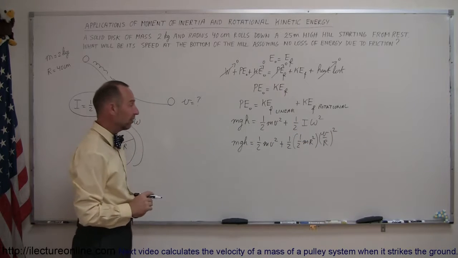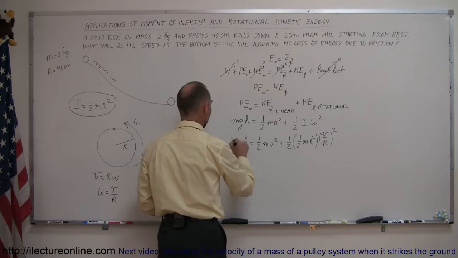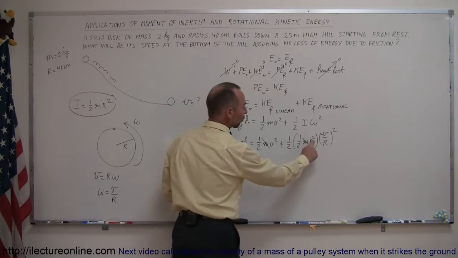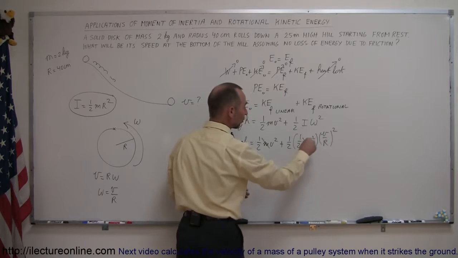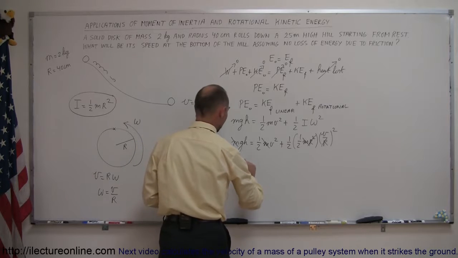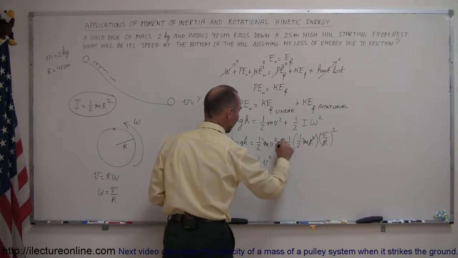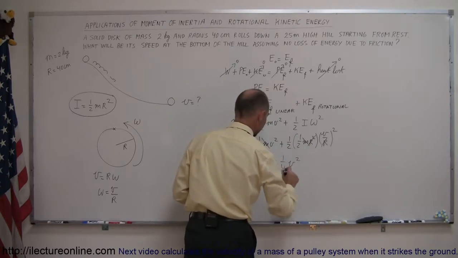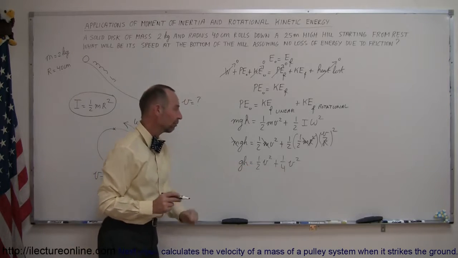Now, simplifying this, we can see already that every term on the left and the right side has an m, so that can cancel out. This m cancels out those two m's. I can see an r squared here divided by 1 over r squared, so the r squares will disappear. This will cancel out with this r squared. And so this now becomes g times h is equal to 1/2 v squared plus 1/2 times 1/2, which is 1/4 v squared. And since we're looking for the final velocity, we have to solve this equation for v.